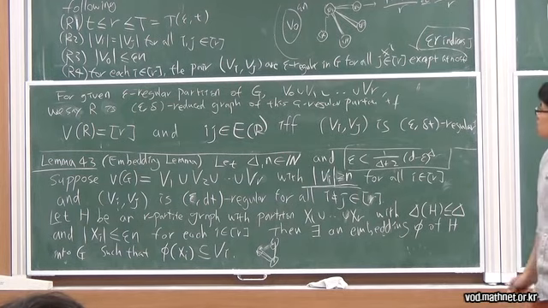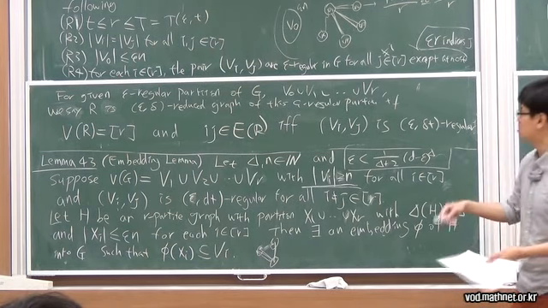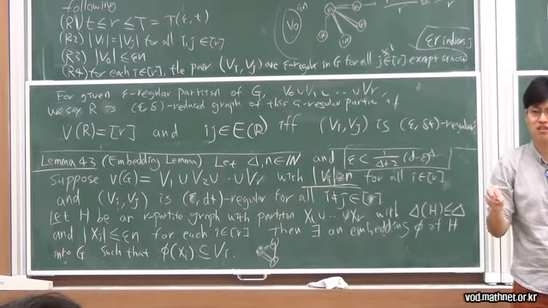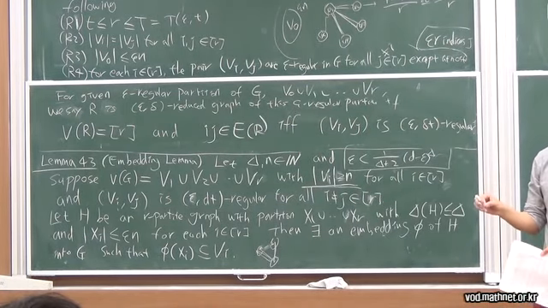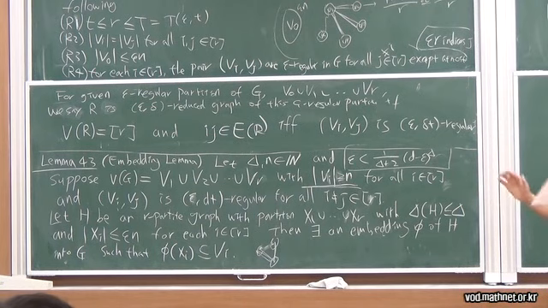Okay, yes, it's kind of like a minor, but if this is a connected graph, you can contract it into one vertex and say it's a minor. Yes, in some sense it could be thought of in a similar way, but not exactly the same.